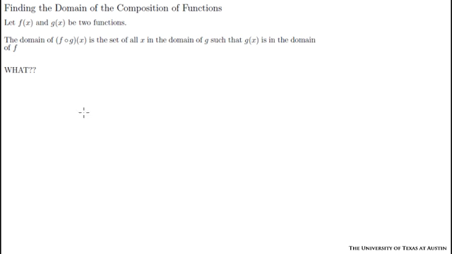And I have this written down here because that's pretty much the look on my students' faces when I state that in class. So let me go ahead and try to illustrate this formal statement with a picture.